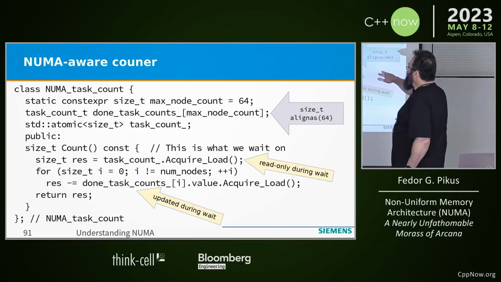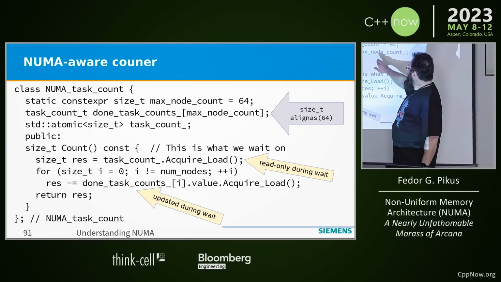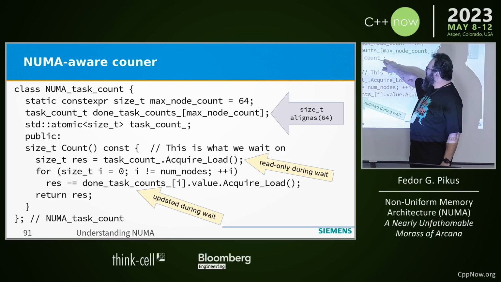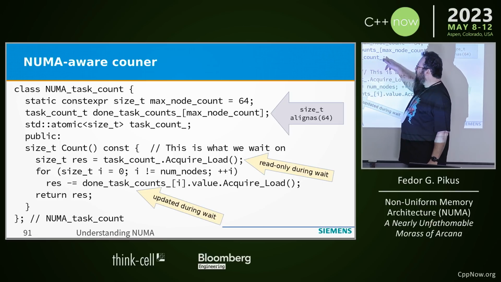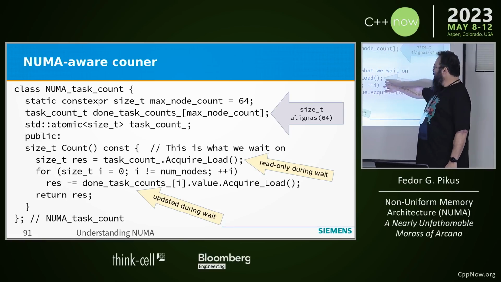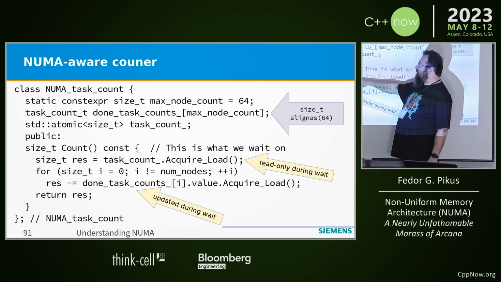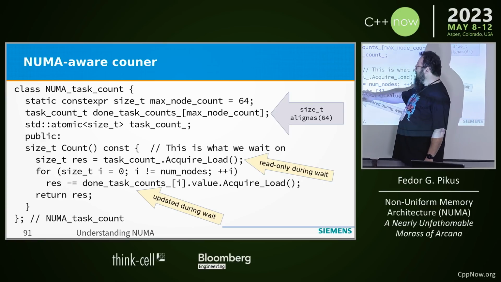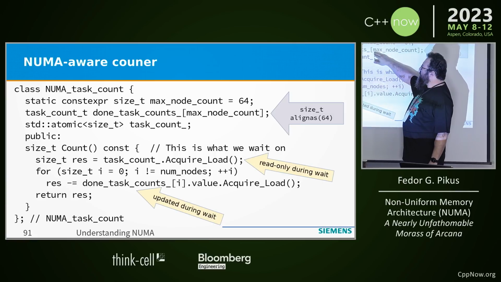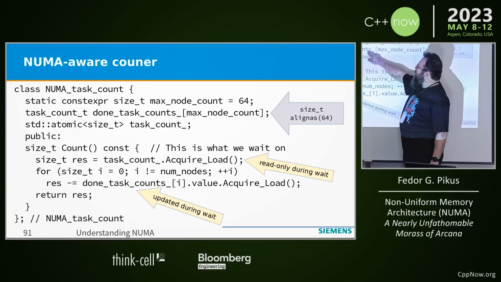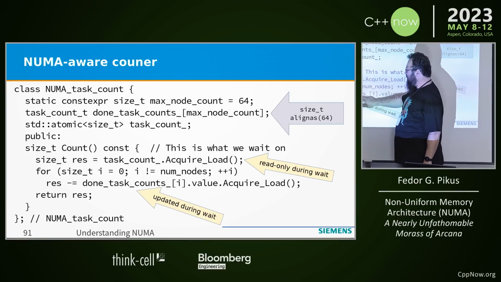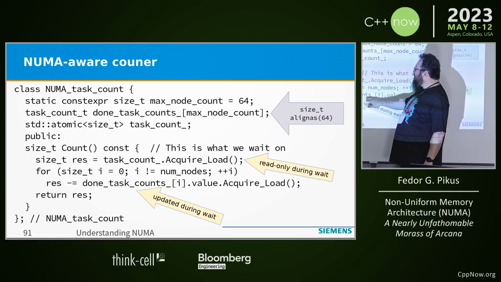So it looks kind of like this. Here are my per node counts. Here is that overall count that I'm waiting on. It's going to be read-only. And here is my loop over all the nodes. This one is read-only, so I'm fine with that. These are being updated. On each node, the threads, as they complete the task, update task counts for that node. And here I'm looping over them.